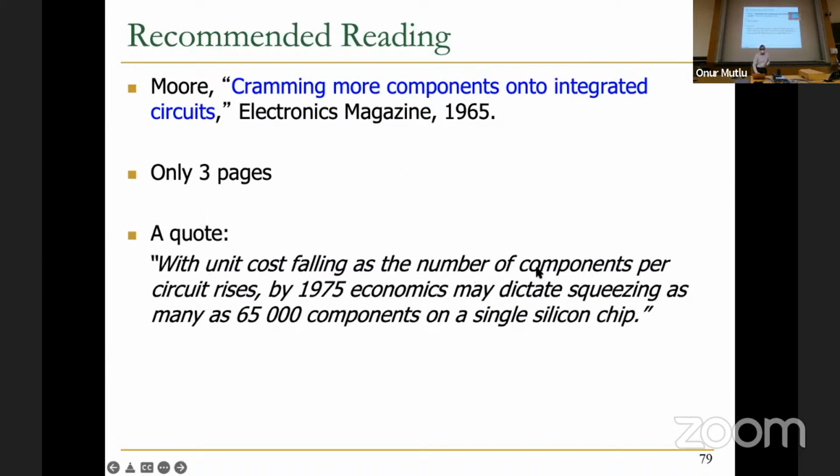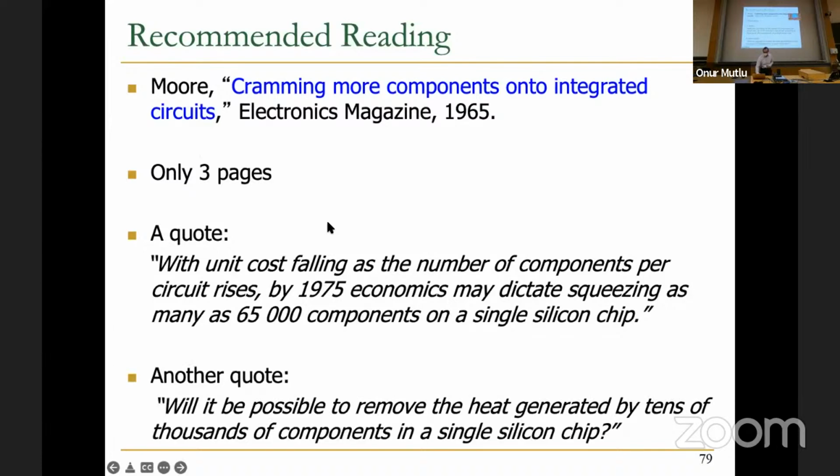And this is one quote. With unit cost falling as the number of components per circuit rises, by 1975, economics may dictate squeezing as many as 65,000 components on a single silicon chip, 65,000 transistors. Where are we today? 50 billion and plus, right? If you look at Cerebras, of course, it's trillions, right? Not billions. I don't know what the number is over there, actually. I don't remember. Well, maybe we'll see it soon, but I don't remember, frankly.